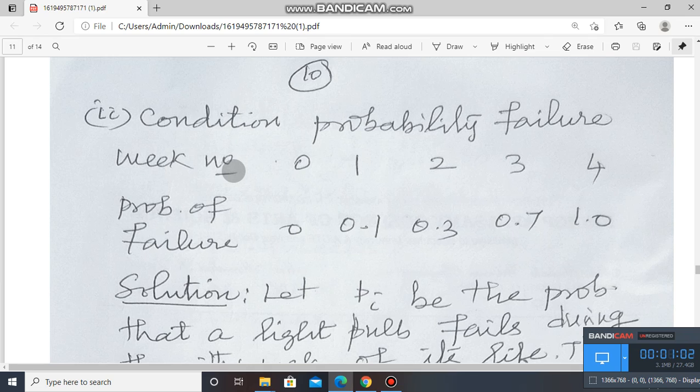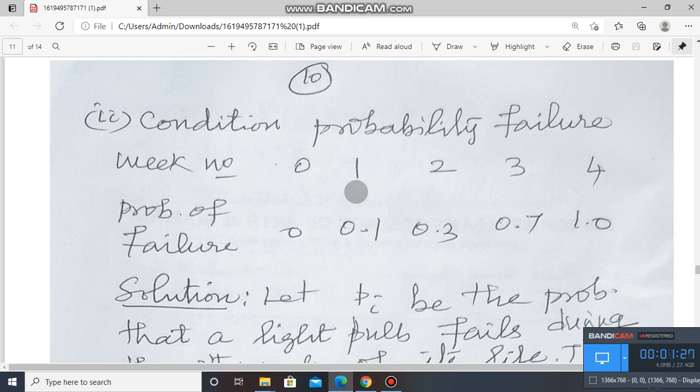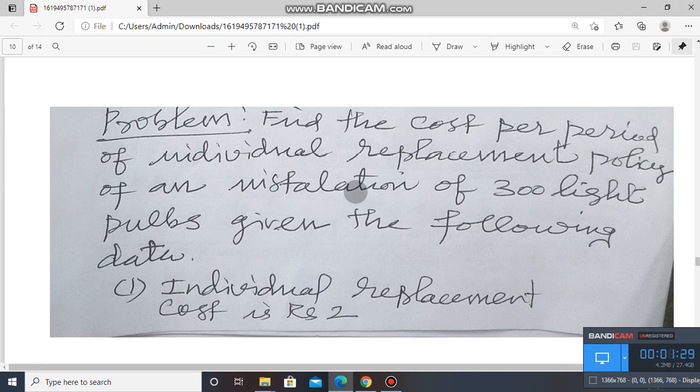Week. At the end of the first week the probability of failure is 0.1. At the end of the second week the probability of failure is 0.3. At the end of the third week the probability of failure is 0.7. At the end of the fourth week the probability is 1.0. This is the data given to us.